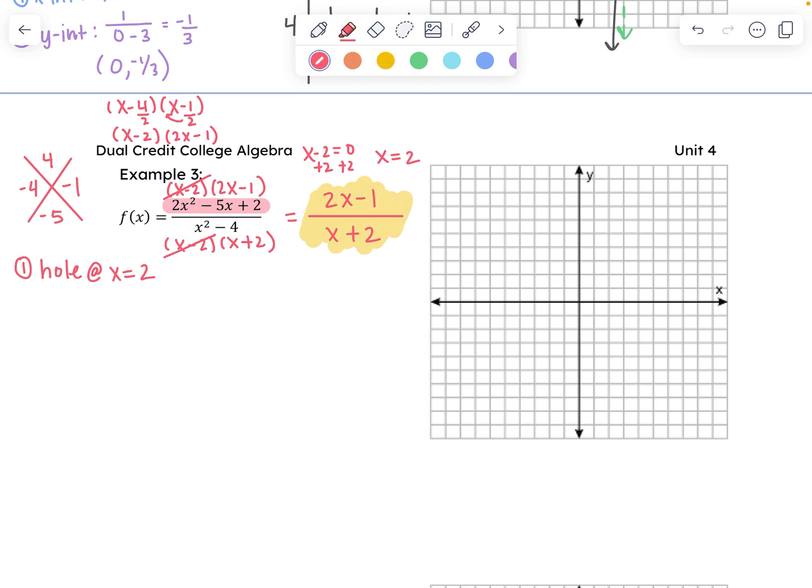Okay, when I plug 2 into that to find my y value, that would be 2 times 2 minus 1 over 2 plus 2. So 4 minus 1 over 4, which is going to give me 3/4. So my hole is at 2, 3/4. About right there.